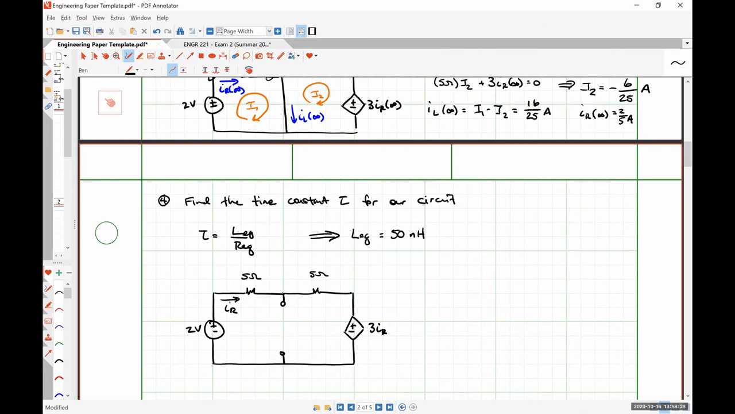I've intentionally made a mistake. Who can tell me what it is? Exactly right. The 2-volt source needs to be turned off. We have to be looking at a dead network, so all of our independent sources are off. All right, so this is our network. How are we going to determine the equivalent resistance?